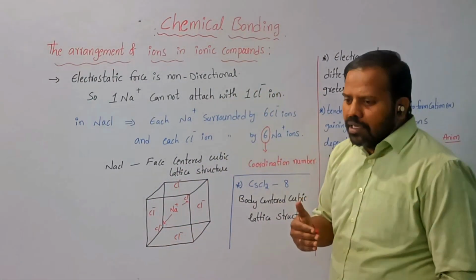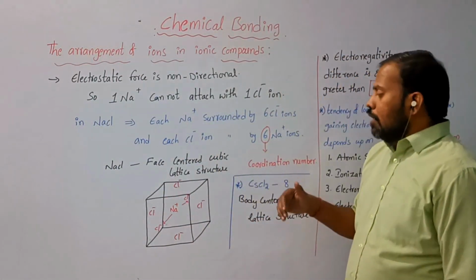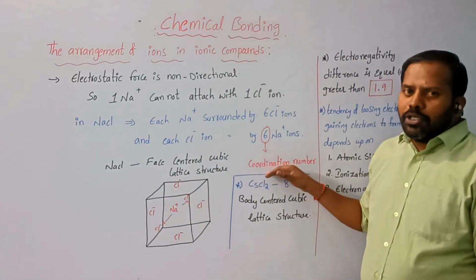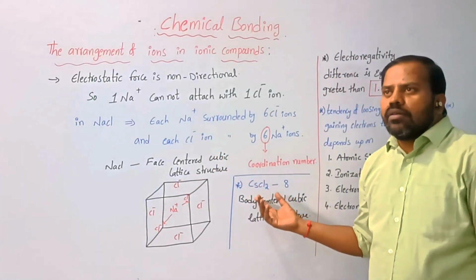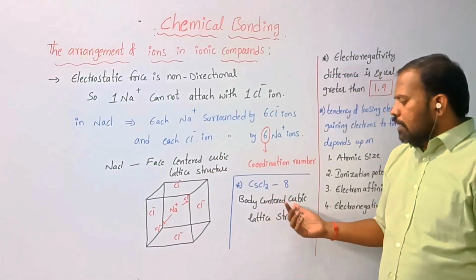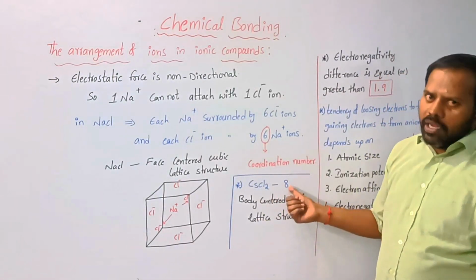So the number of anions a cation can be attached with is named the coordination number. Like NaCl, cesium chloride also has a cubic lattice structure, body-centered cubic. Here the coordination number is 8.